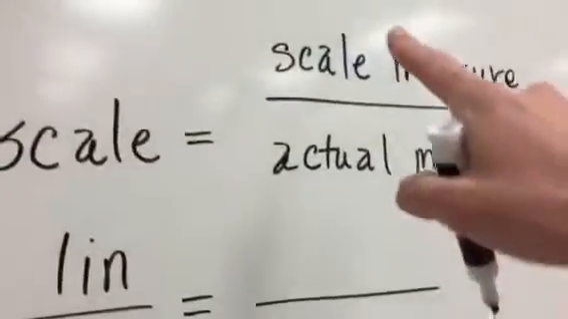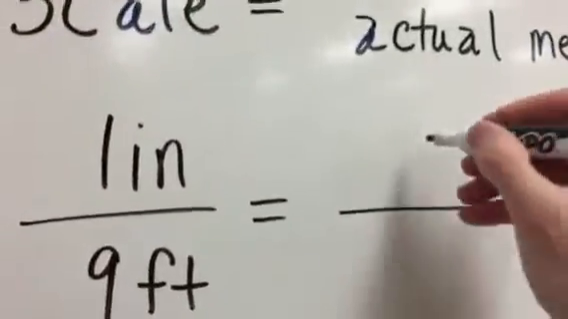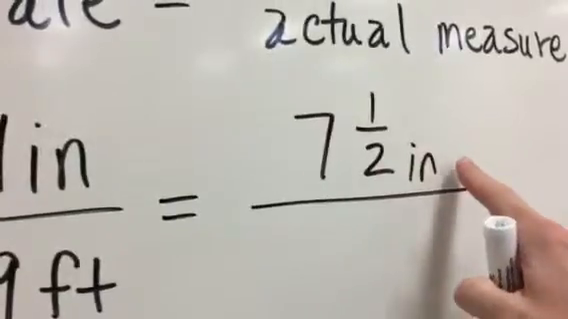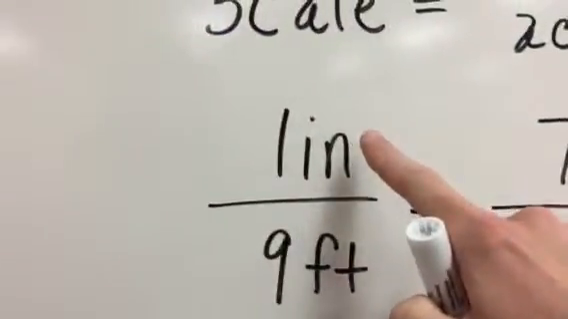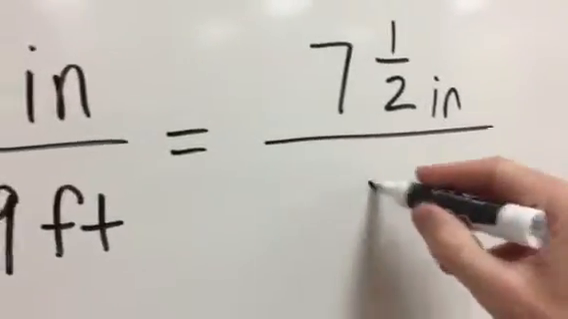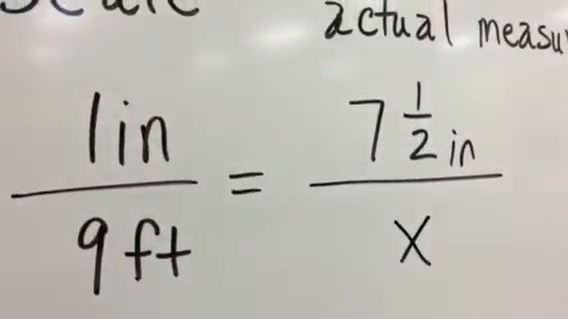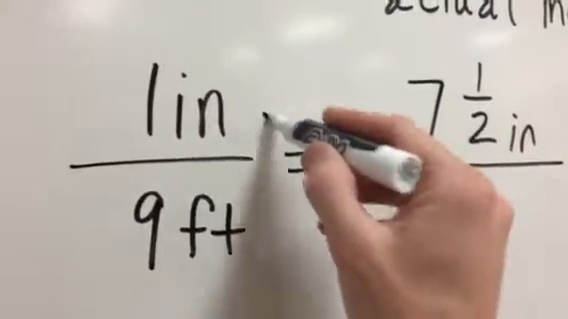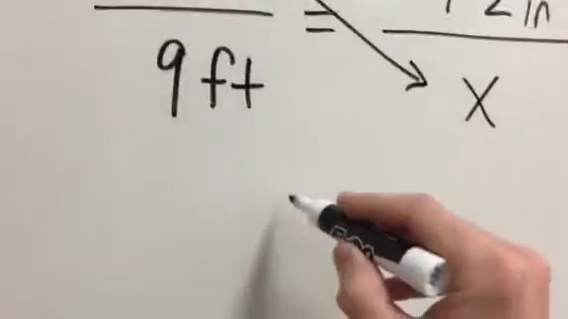So if we take a look at our formula, scale measure goes on top. So we have 7.5 inches. Another way to tell is if this measurement is in inches and we see inches on top over here, that means inches must go on top over here. So it's the actual measurement that's missing. A couple ways we could solve this. We could either scale up or we could cross multiply. I'm going to go ahead and cross multiply.